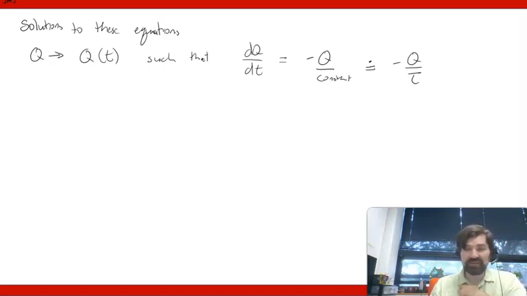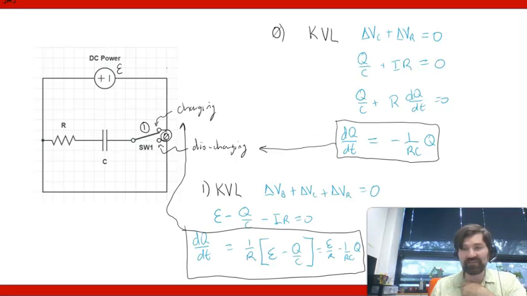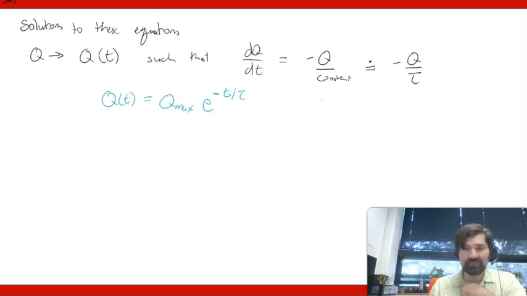The solution to that equation, one approach is to just guess at a solution and then see, does the solution work out? So you could take a few guesses. What you'll find is that the solution that works out for this is that q of t needs to be some maximum value of q times e to the negative t over tau, where this tau was this constant I pulled out of this equation in the first place, so tau is equal to RC.